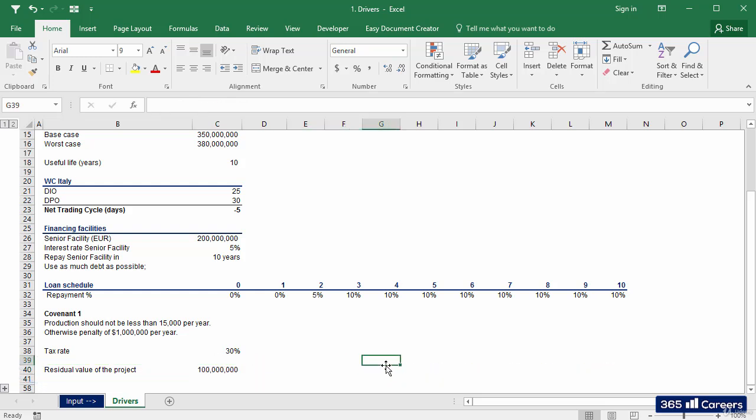Okay, these are the inputs, and it's a good practice we've organized them in the driver's page. That's a great start.